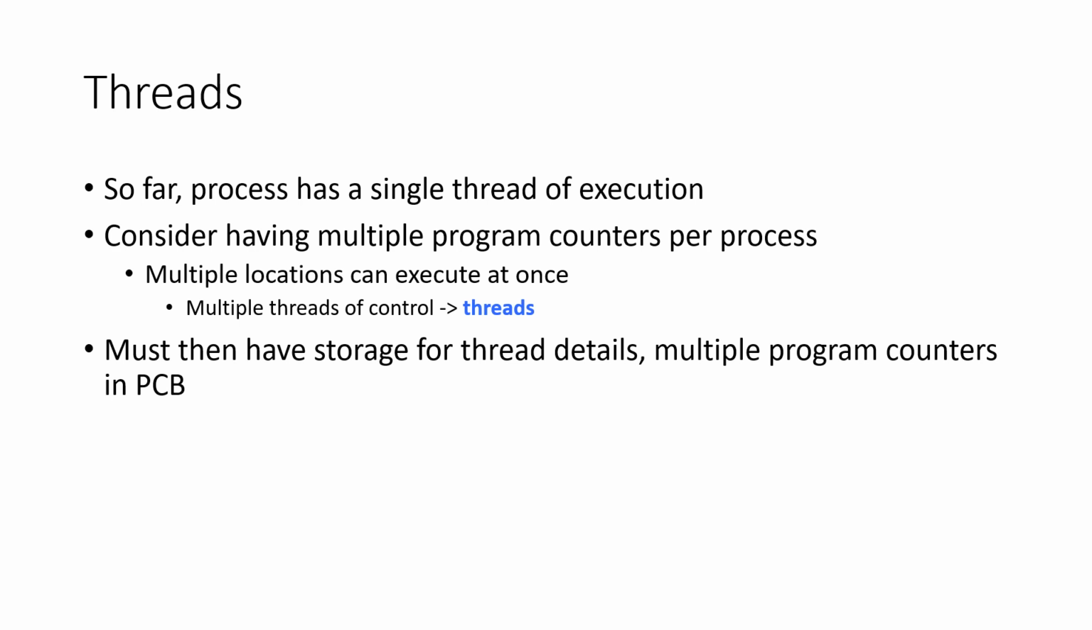So consider having multiple program counters per process. Threads have some data, some information specific to each thread, but the main resources are shared. We will study more about this in the multi-threading system in the next section of this unit.